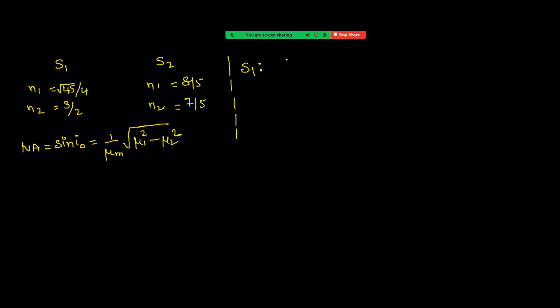So for S1, I am calculating root of mu 1 square minus mu 2 square. See how much it is? Root of mu 1 square, 45 upon 16 minus mu 2 square, 3 by 2, that is 9 by 4. Let us multiply with 4 and divide with 4. Then see, 36, 45 minus 36, that is 9. 9 by 16 means 3 by 4. Okay. For S1, the value of square root of mu 1 square minus mu 2 square is 3 by 4.